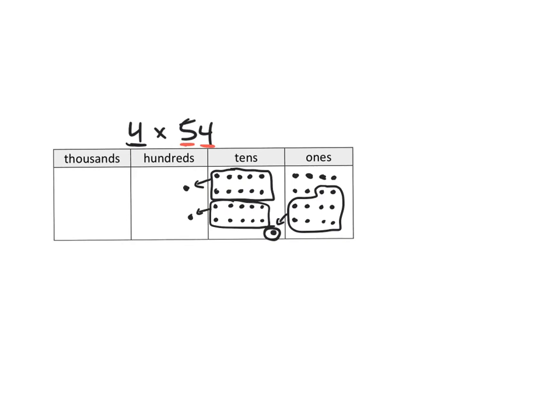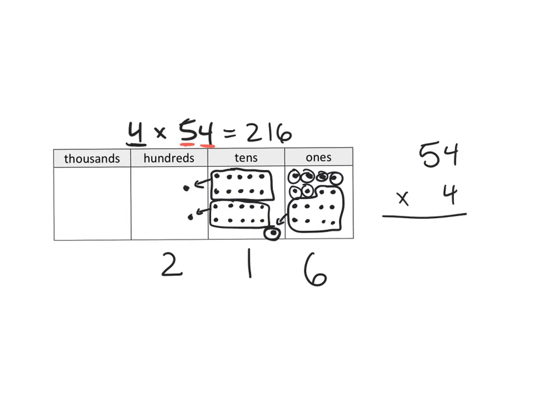So when I'm counting out how many disks I have in each place value, I'll have 2 in the hundreds place, 1 in the tens place, and 1, 2, 3, 4, 5, 6 in the ones place. So I get my total answer of 216. When I'm doing my partial products, solving the multiplication vertically, you'll see how there's a connection between this method and the place value chart. So the first problem I'm doing is I'm taking 4 times 4 ones, and that's going to be 16. So 4 copies of 4 ones.